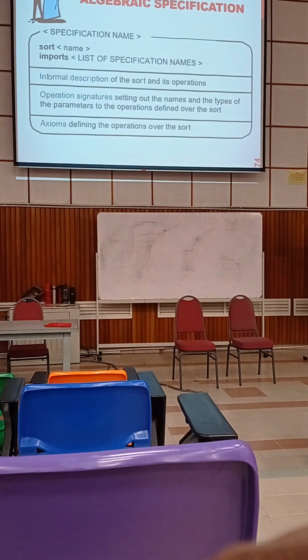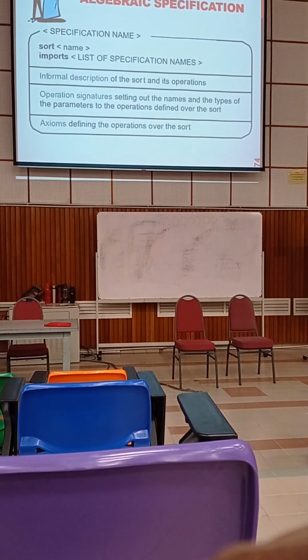Okay, what is operation signature? Setting out the names and types, like data type declaration. You know how you declare variables using data types in programming? Same thing. That's what we call operation signature. You are declaring and initializing, you can do it here. Then you have defining the operations over the sort. Now you can set the initial value; initialization and assignment can be done here. So first declaration, then initialization, assignment, all can be done at the last part. So these are the structure of algebra.